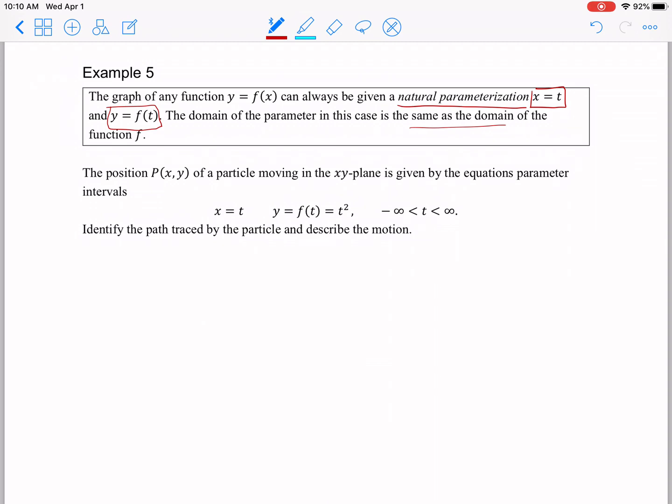All right, so the position P of x, y of a particle moving in the xy plane is given by the equations and parameter interval: x equals t, y equals a function of t, which is t squared, and t ranges from negative infinity to positive infinity. So identify the path the particle traces. And this is the easiest kind that you can do, because we can simply substitute that in right there, and we will get y equals x squared.